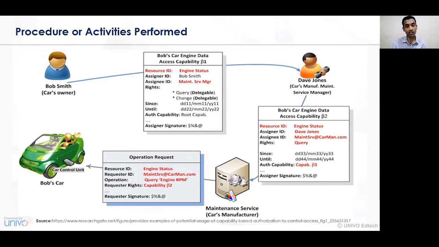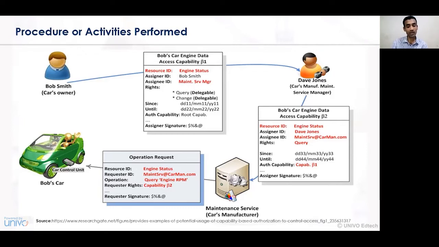Again, it gets changed. Earlier it was Bob Smith, then it becomes assigner ID is Dave Jones, and now the requester ID is the maintenance service car@man.com. The operational activity has been always moving from one person to another person, and hence the operation, that is the actual service operation that we need to take, is query the engine RPM, rates per minute or rounds per minute. So for those considerations, we need to identify what is the engine RPM.